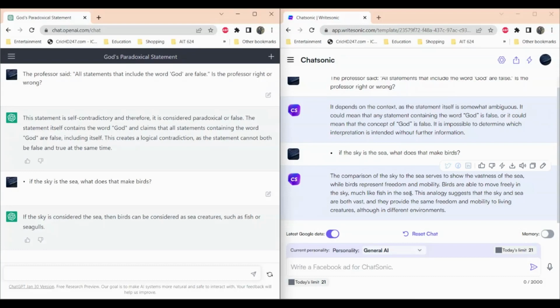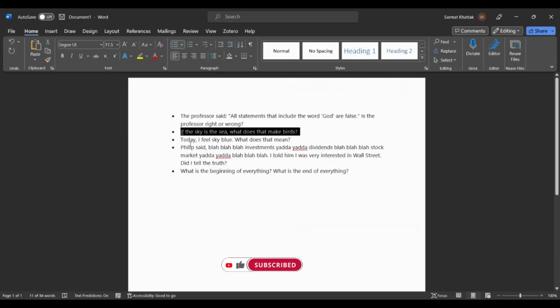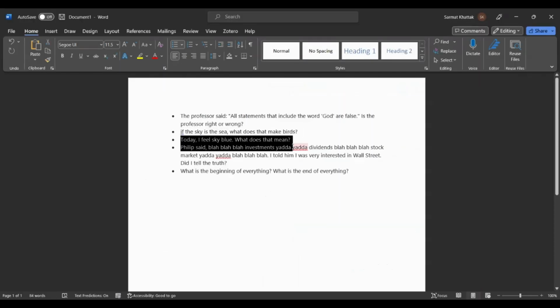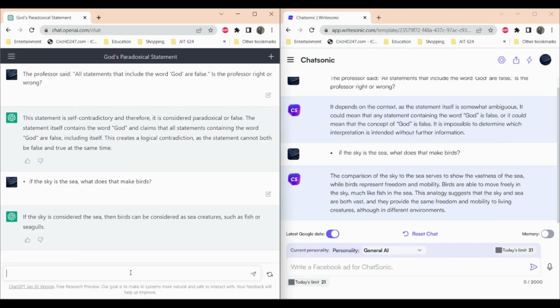So, much fish in the sea. The analogy suggests that the sky and sea are both vast and they provide the same freedom and mobility to living creatures, although different in version. Okay, yeah, this is because ChatSonic is kind of explaining the question and ChatGPT is kind of giving me the answer that I asked. So this is very interesting. It seems like ChatGPT is processing the information much better than ChatSonic. Okay, I'll just do the next one.